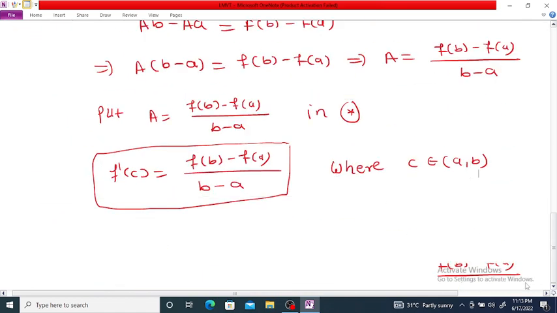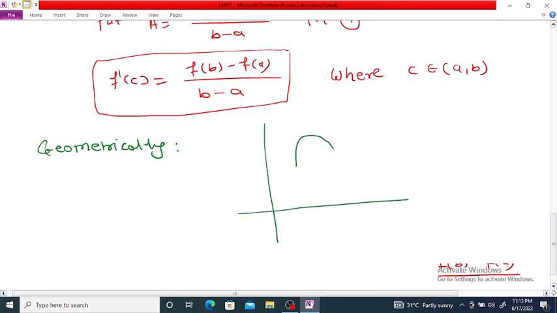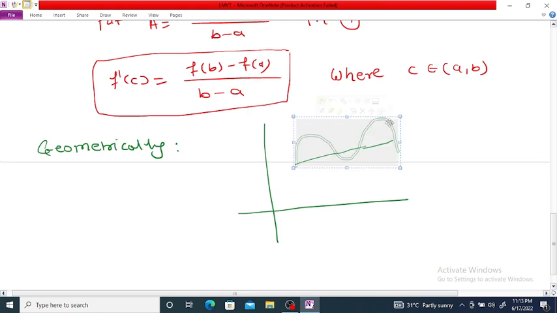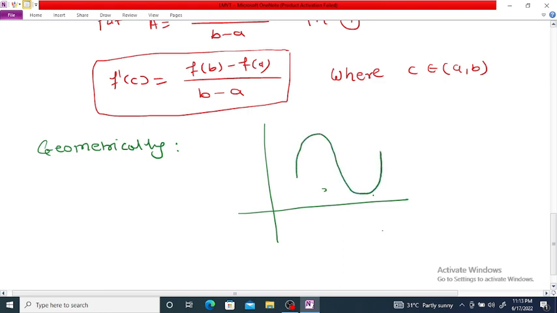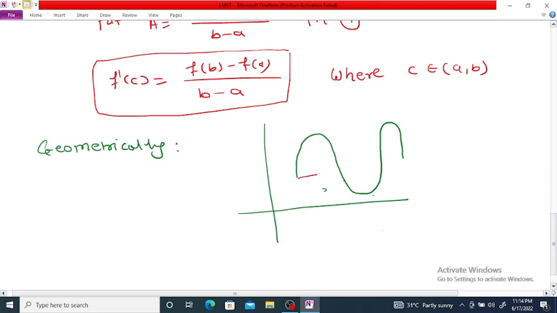Okay, so now what is the geometrical interpretation of this theorem? Geometrically, if we consider this curve again, and we join these two end points, this is a, f of a, and this is b, f of b.